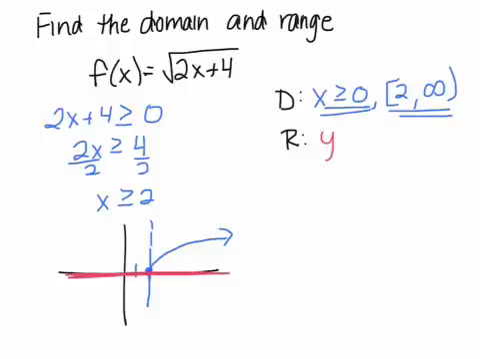Range starts from the bottom. So the range is your y values, and what's the bottom y value? Well, that's 0. Well, the graph is everything above it. So you can write it in inequality notation, or you can say it's from 0 to infinity.